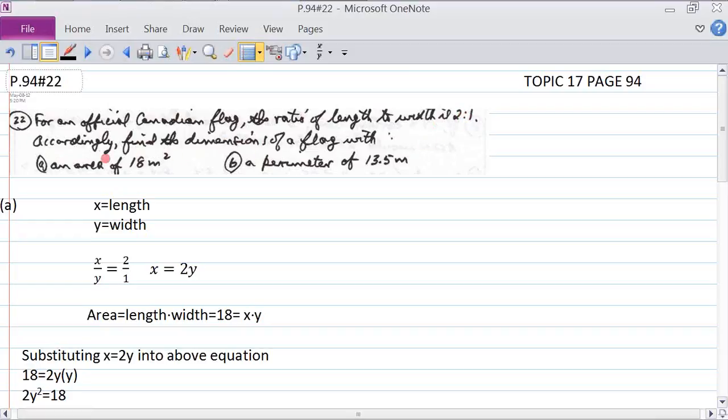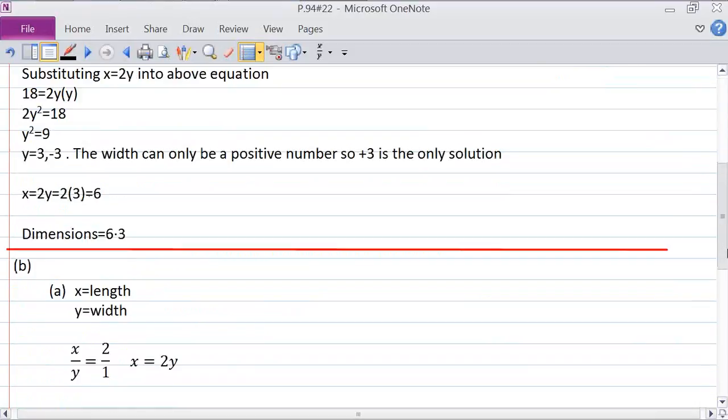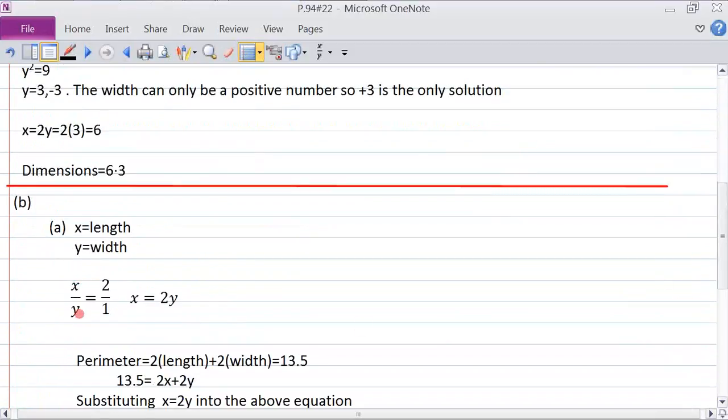Now, in part B of the problem, we're asked for an official Canadian flag, the ratio of the length to width is 2:1. Same thing that we had in there, but the perimeter is now 13.5. Instead of given an area, we're given the perimeter.